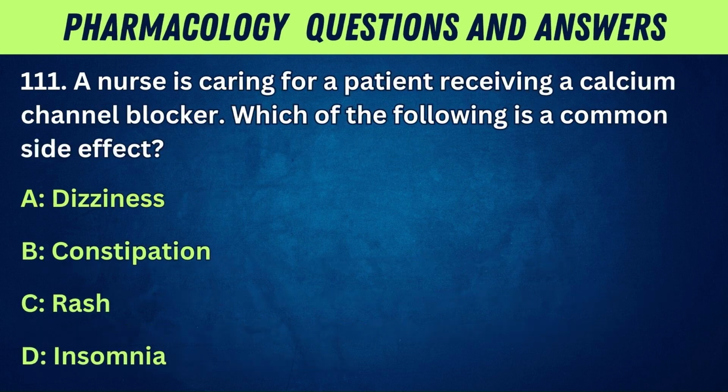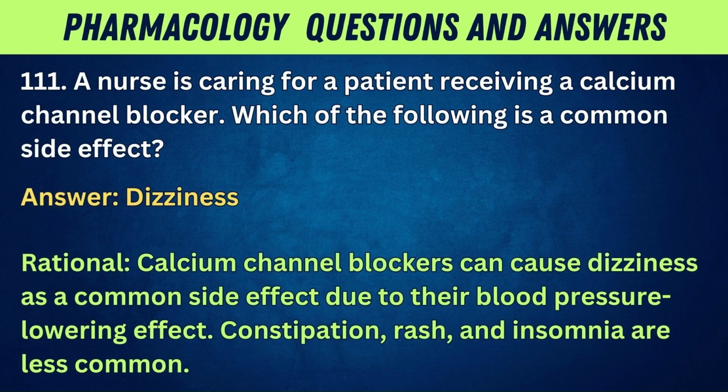111. A nurse is caring for a patient receiving a calcium channel blocker. Which of the following is a common side effect? A. Dizziness. B. Constipation. C. Rash. D. Insomnia. Answer: dizziness. Rationale: Calcium channel blockers can cause dizziness as a common side effect due to their blood pressure lowering effect. Constipation, rash, and insomnia are less common.